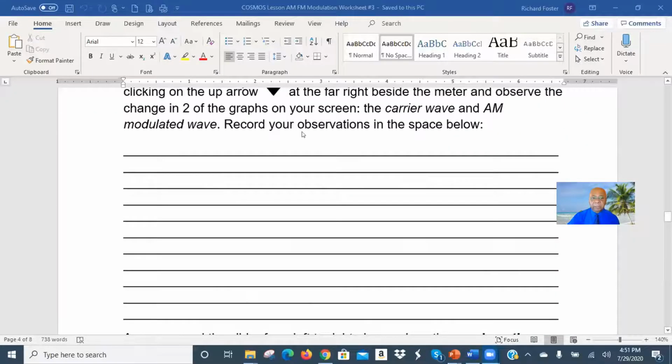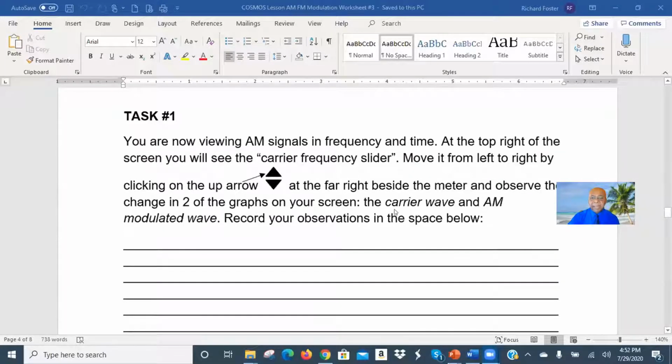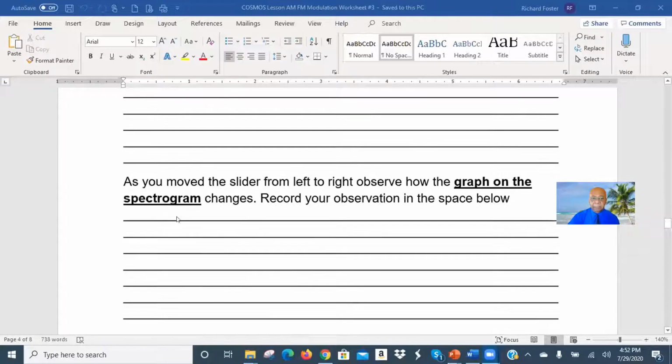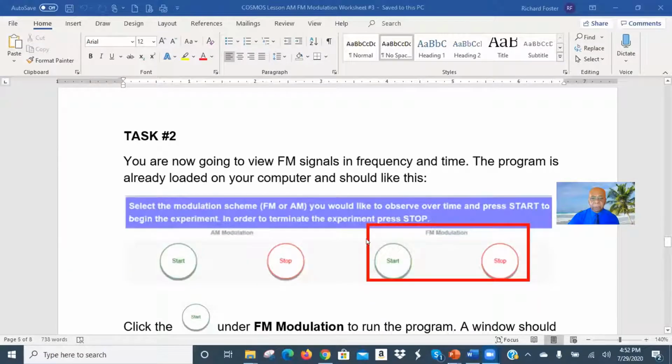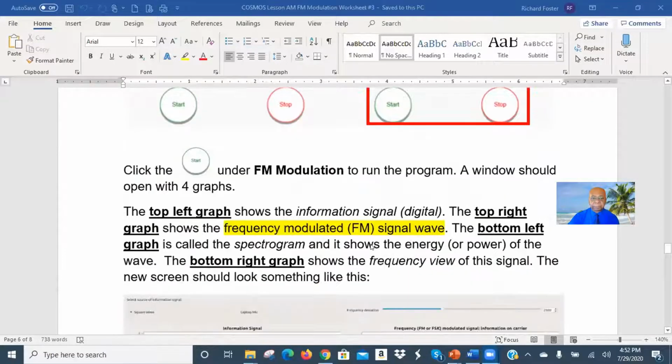This is where you're going to record your observations for the carrier wave and the amplitude modulated wave. And then this is where you're going to write your information for the spectrogram, okay? Your observations, what you saw that happened. And then we're going to stop that, and then we're going to go on to frequency modulation.